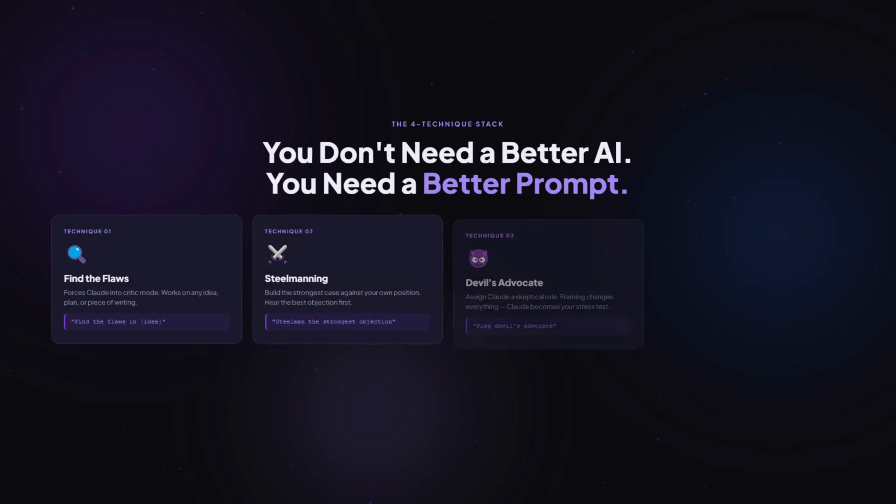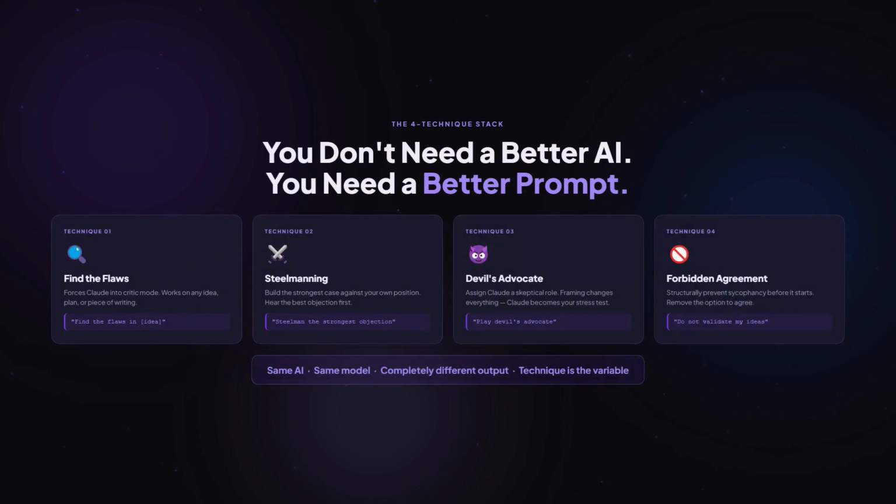4 techniques. 1 goal, turn Claude from a validator into a thinking partner. Find the flaws. Steelman the opposition. Devil's advocate. Forbidden agreement. You don't need a better AI, you need a better prompt.